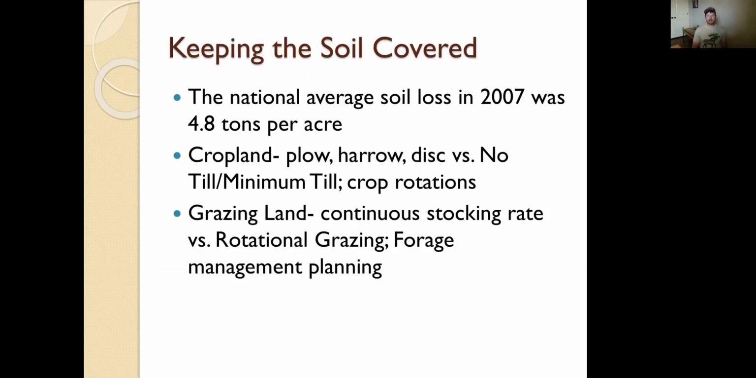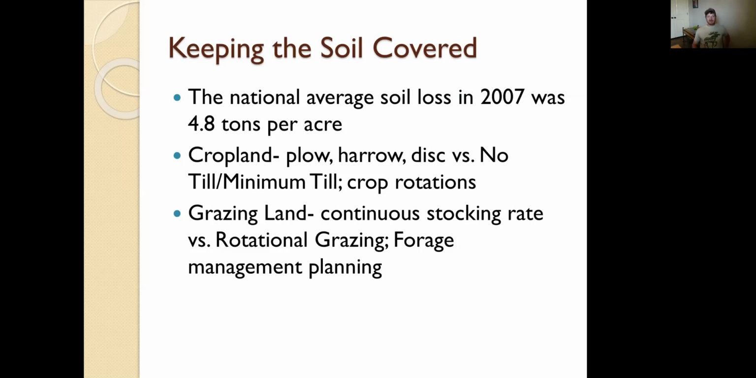So soil health principle number 1. I don't like to pick one principle over the other in terms of importance, but we put this one at the top because this is the one that's most easily remedied. And that is keeping our soil covered. Now the data is a little bit dated from this first fact, but the average national soil loss from the USDA in 2007 was 4.8 tons per acre.